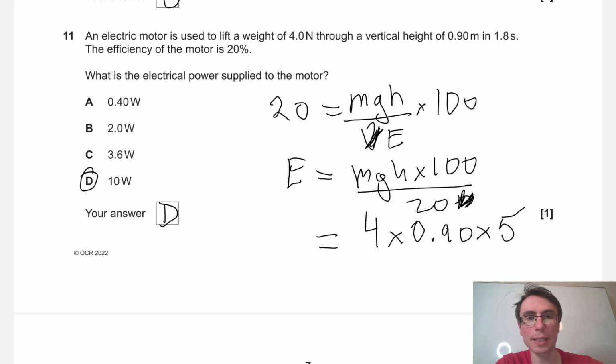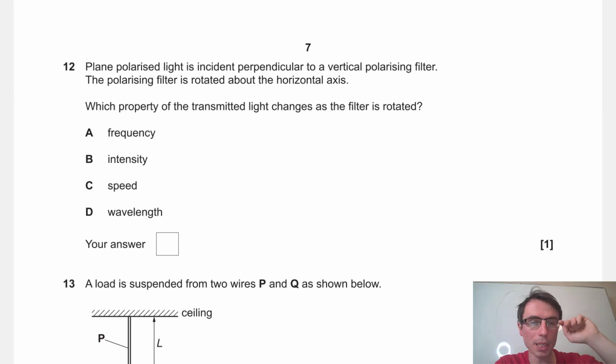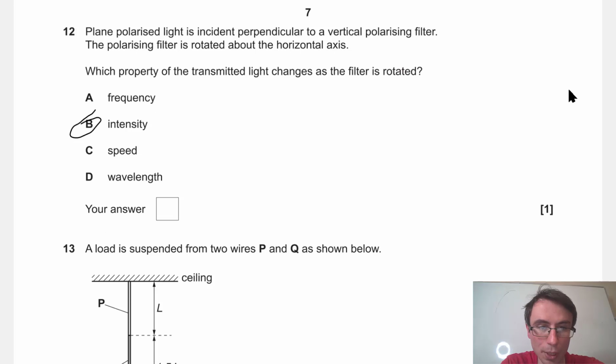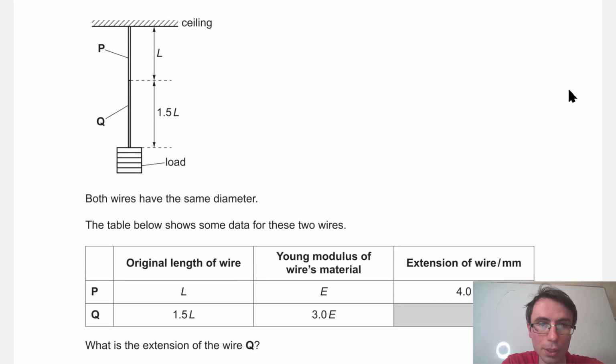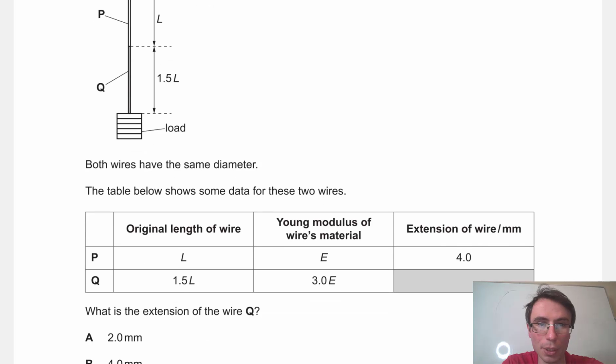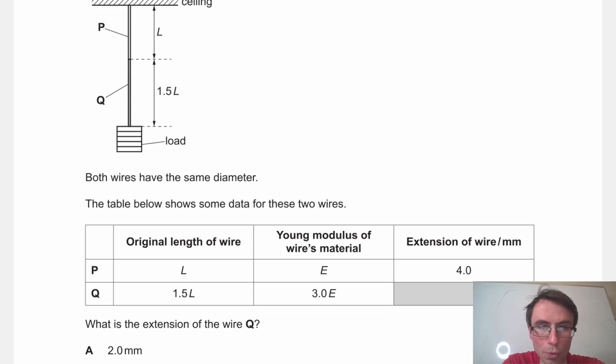Correct answer is D. Okay, plane polarized light is incident perpendicular to a vertical polarizing filter. The polarizing filter is rotated about the horizontal axis. What property of the transmitted light changes as the filter is rotated? So definitely the intensity of the light will change. Okay, 13, we have a load that is suspended from 2 wires P and Q as shown.